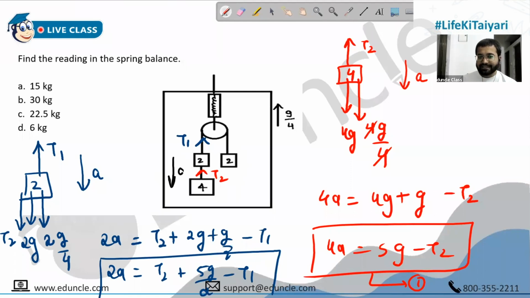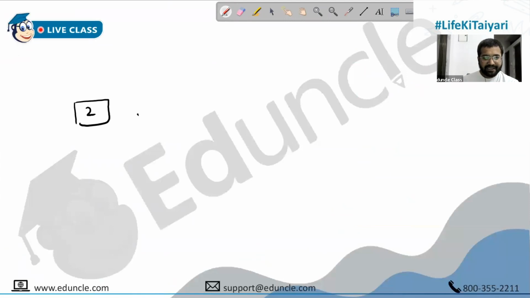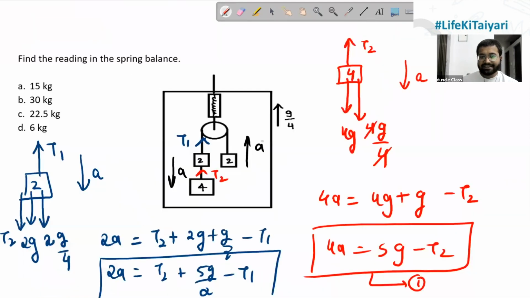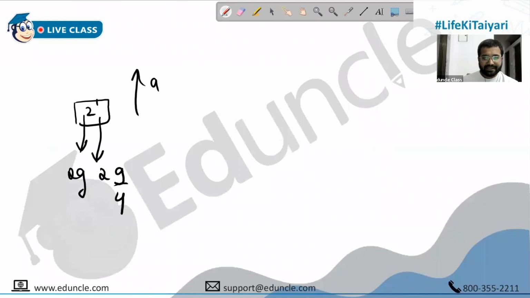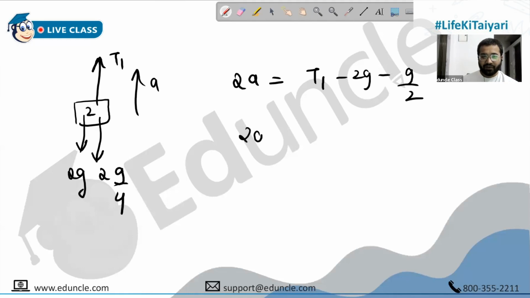Next, let's talk about this other mass. The system is accelerating in the downward direction here, and here it is going upwards. So that 2 kg has an acceleration in the upward direction. Weight 2g in the downward direction. Pseudo force, mass into acceleration. What is acceleration? g by 4 in the downward direction, and then there is tension T1 in the upward direction. So mass into acceleration is given by T1 minus 2g minus g by 2. So 2a is T1 minus 5g by 2. Right, correct.